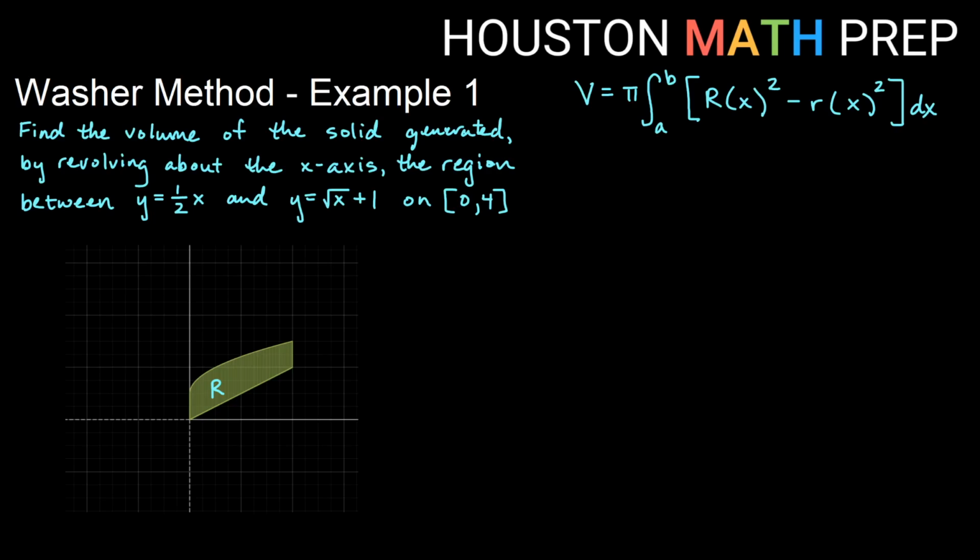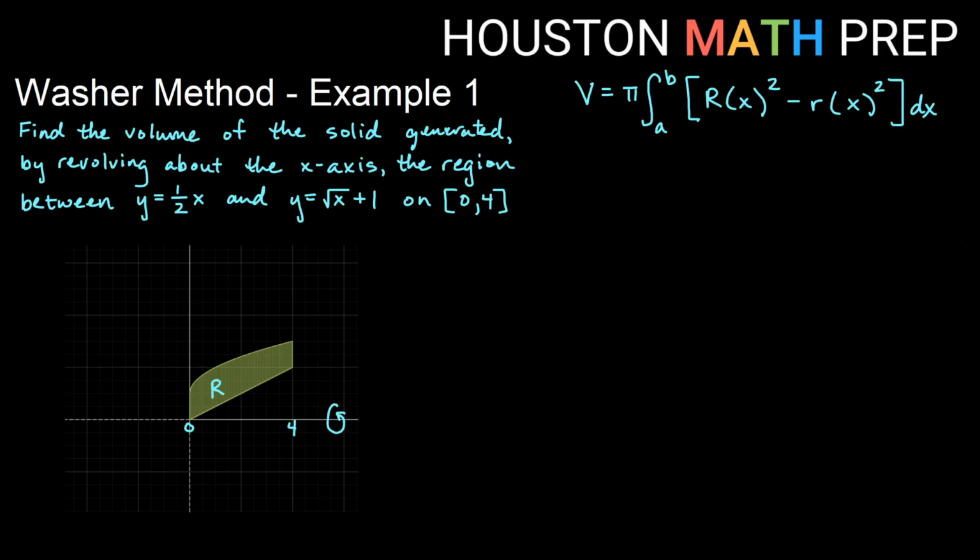So our region is between the curves for y equals 1/2 x and y equals square root of x plus 1, and we're doing it on the interval 0 to 4. So the idea here is that this is at x equals 0, and this right side is at x equals 4, and we are revolving the region about the x-axis. So usually you'll see some sort of rotation, revolution symbol there on the axis that we're spinning it about.